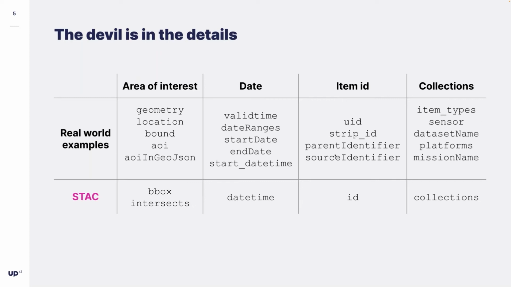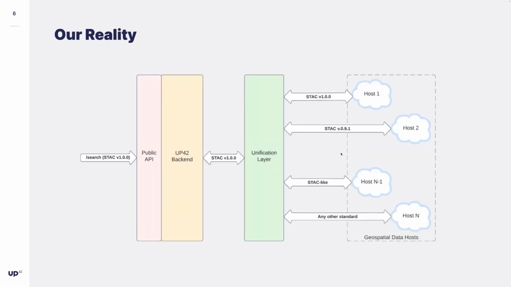Having this in mind, we decided to adopt STAC, but we also implemented a unification layer. Technically speaking, there are several running components that can transform between STAC version 1 and all other varieties, including some other standards that are unique. In this case, not only our public users can benefit from STAC and from our public endpoint, but also our backend system can use all STAC benefits, so to say.